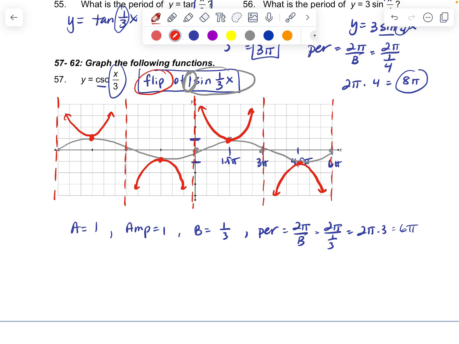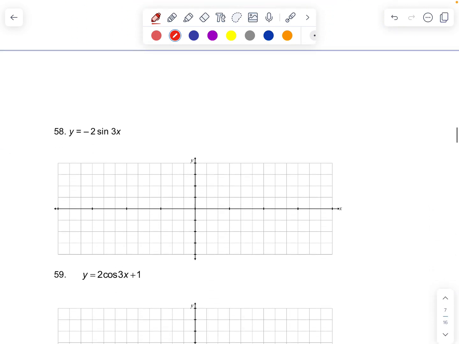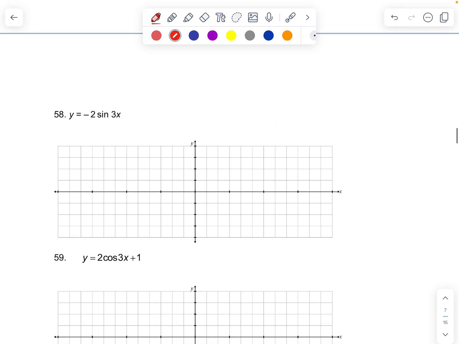All right. Okay, number 58, y equals -2 sine 3x. So pretty basic here. Your a equals -2, which means that your amplitude is 2. That tells me the highest it's going to get is 2, the lowest it gets is -2. The b this time is the number in front of the x, which is a 3, and your period is going to be 2 pi over 3.